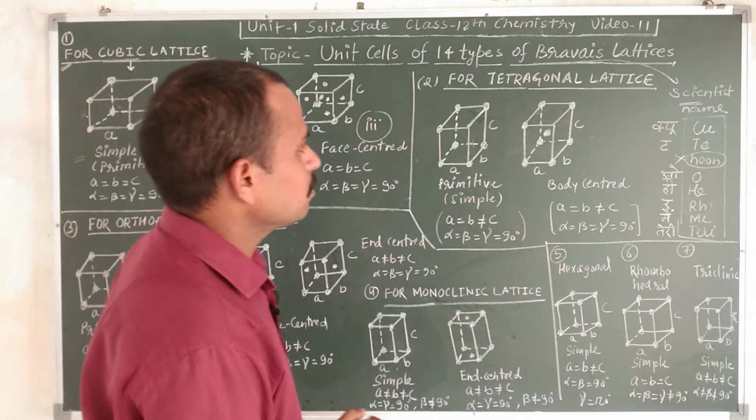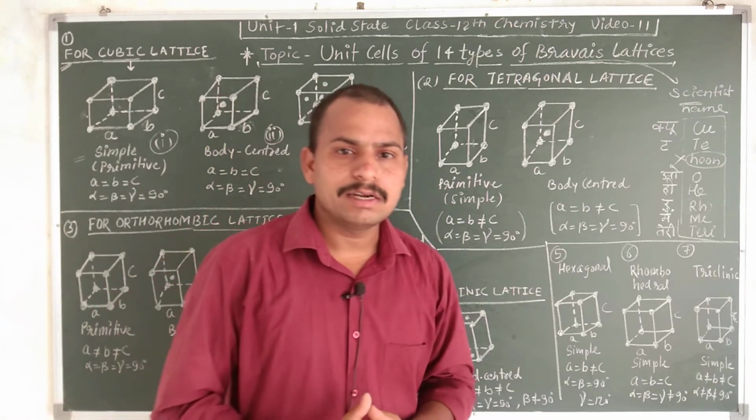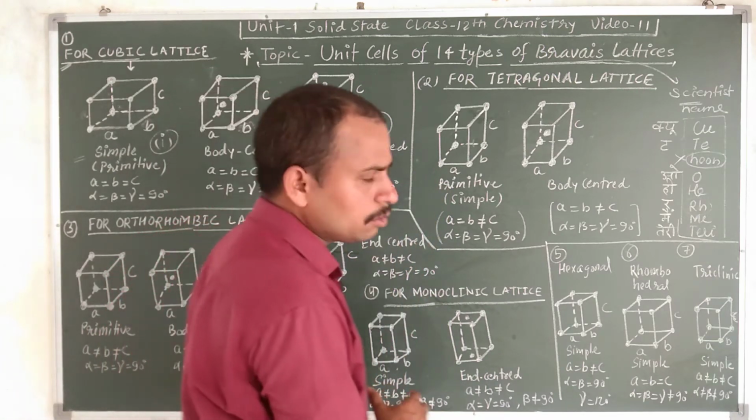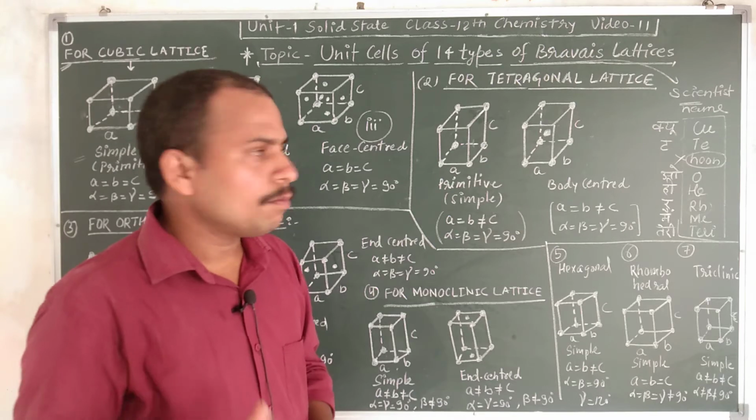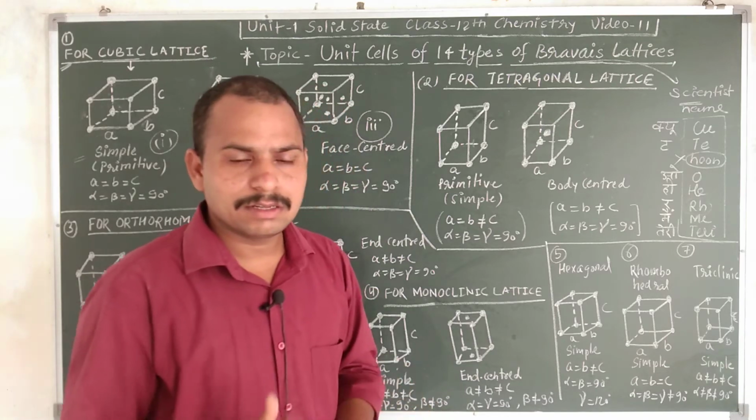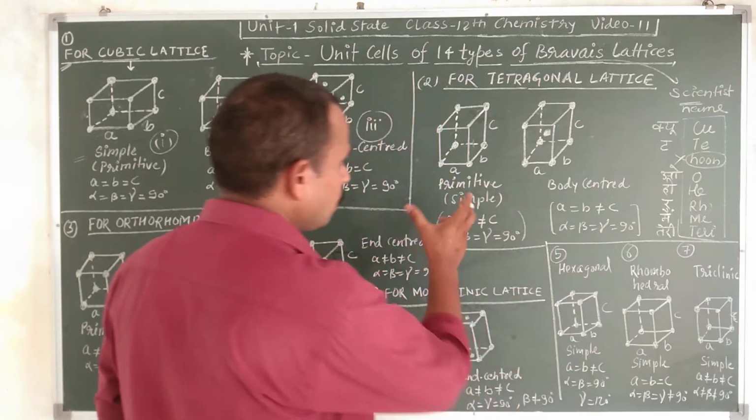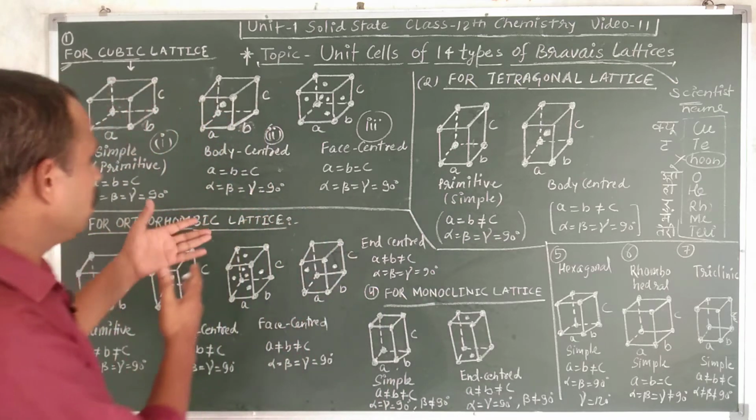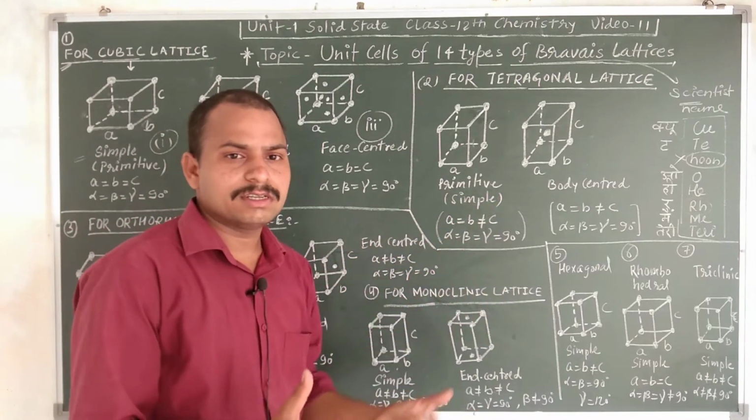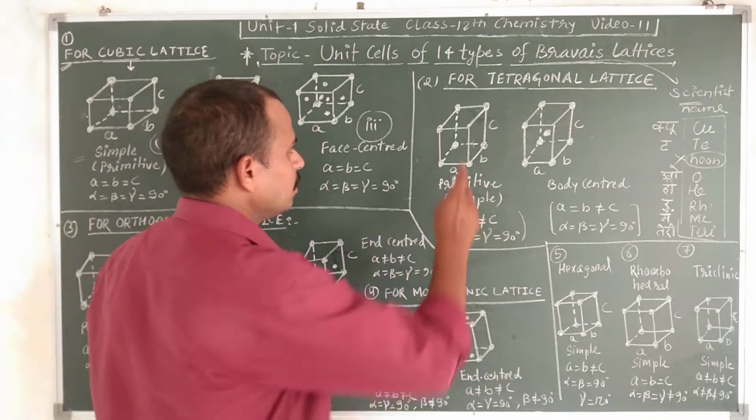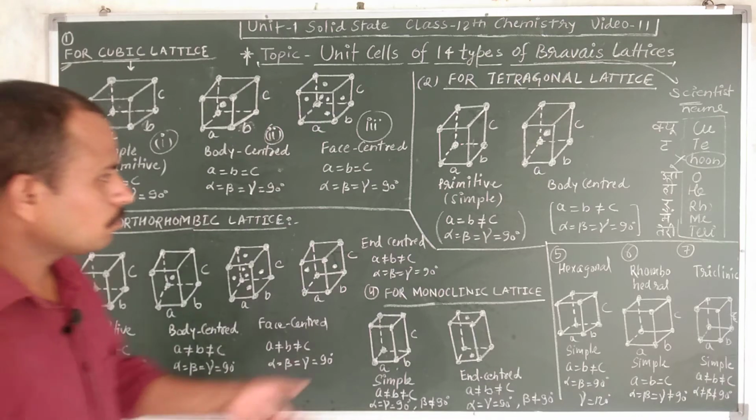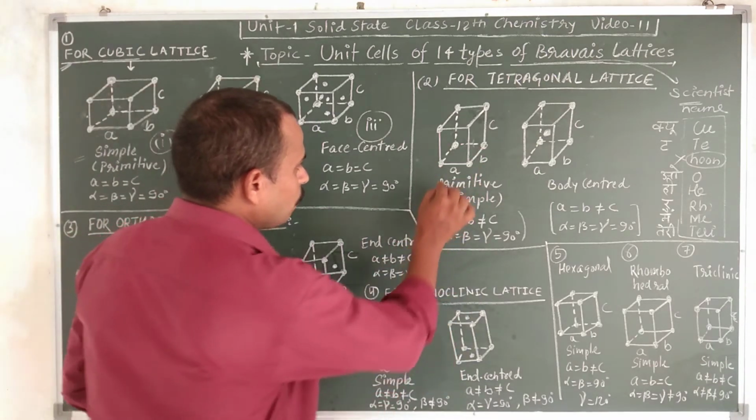So the second crystal system is tetragonal lattice. In tetragonal lattice there are only two variations. First is primitive and second is body centered. So there are two crystal lattices: one is simple and the other one is body centered. Primitive we talked about in cubic lattice. The primitive unit cell is that cell in which constituent particles are present at corners only.